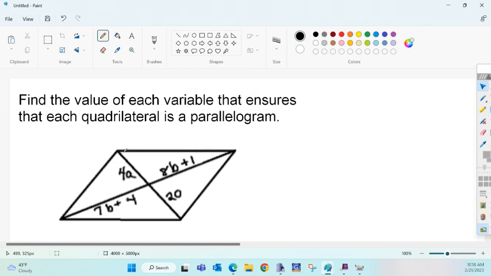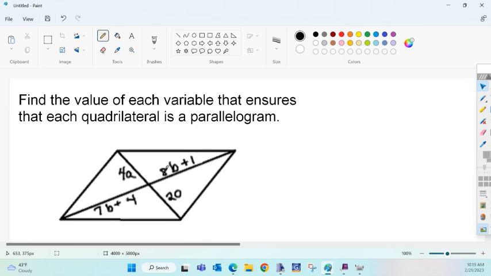It's a parallelogram. What has to be true about these diagonals? What do they have to do? Opposite angles are congruent, yes, but that's not going to help us on that one. Look up here. So what has to be true about these diagonals? That's the diagonal. What do they have to do to each other? Yep, they have to bisect each other.